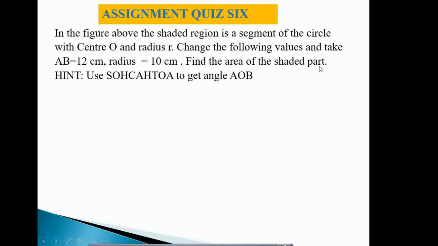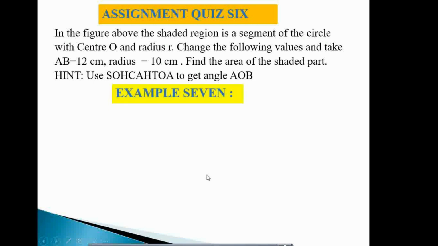I want you to use the same figure that you had seen previously, and in that figure, replace AB with 12 centimeters and radius with 10 centimeters. The hint: use SOH CAH TOA so as to get the angle AOB. Once you have the angle, you can go ahead and get the area of the sector, then subtract the area of the triangle. That's the assignment for question number 6. It will be much easier for you because I've already given you a hint on how you are going to do it.